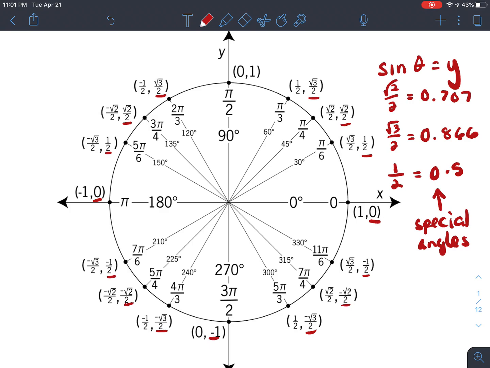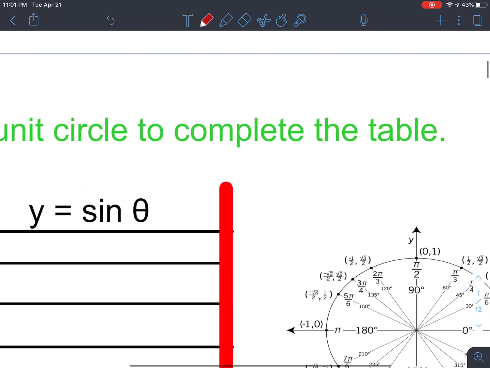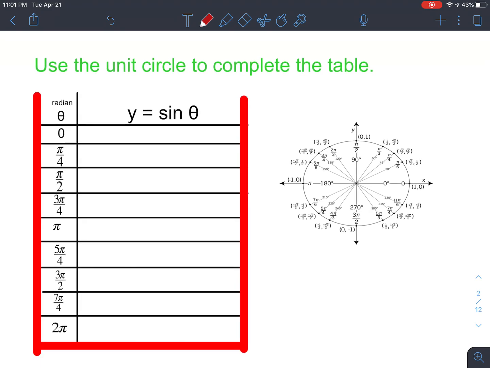So now we're going to take this idea and we're going to create a table, right? Every graph has a table of x and y values. So using the values on the unit circle, we're not going to worry about anything in between. I'd like for us to complete the following table. Now I attached the notes for you guys to fill in so that you can follow along with the table. So here I have the radians picked out for us that we're going to be looking at on the graph.